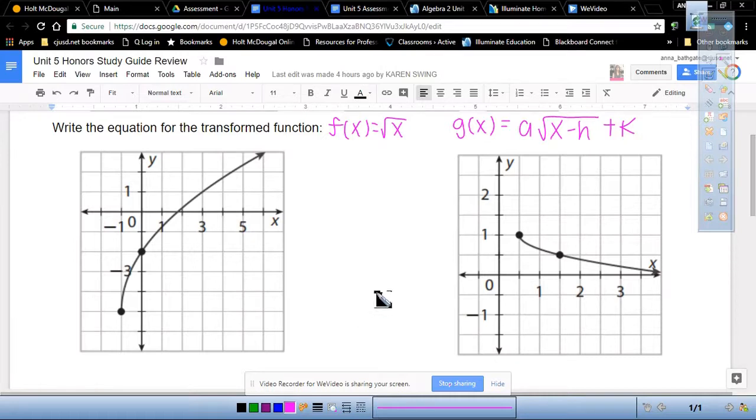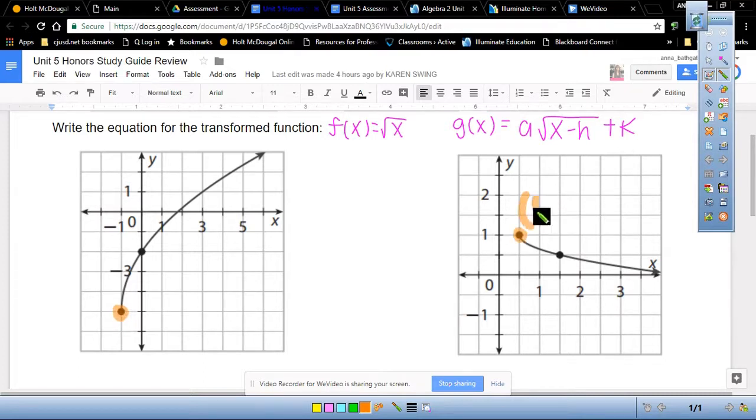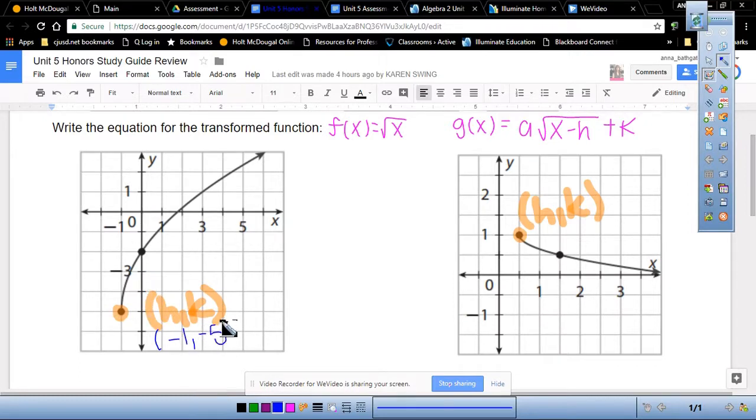So we want to figure out what is that a, h, and k. The first thing I need to identify is my h and k. Your h, k for a square root function is always the starting point of the graph. Wherever that graph starts, that point is your h and k. So on this first one, my h, k happens at -1, comma, -5. On this one, it happens at 1/2, comma, 1. There's my h and my k.